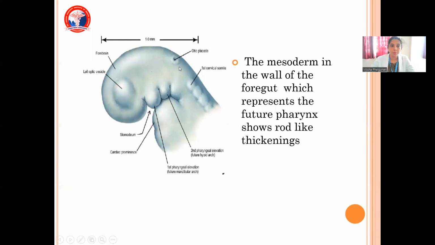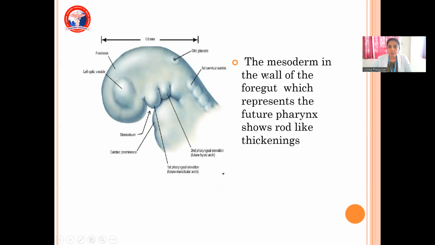This is one more picture where the head end of the embryo is magnified or zoomed. So this is your developing brain and this is your pericardial bulge. Okay, and here you have your stomatodeum. Between that you have the arches developing between the 4th and 5th week of the embryo.